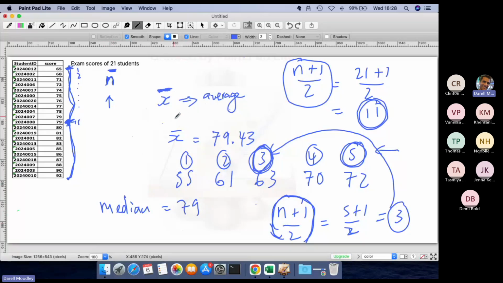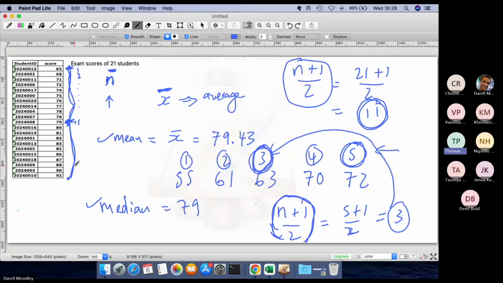Now the last central measure you're going to cover. We've done the mean, which is this. We've done the median. And the last one you're going to do is the mode. The mode is actually the easiest to work out. You don't have to rank your data from lowest to highest.